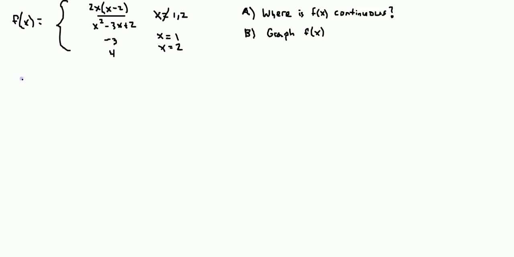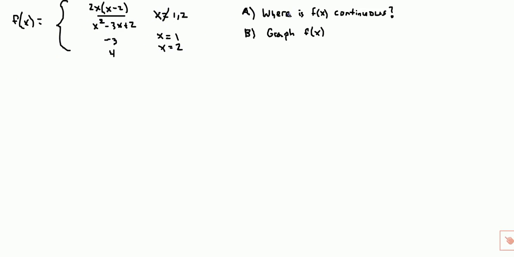Solve another continuity problem in this video. So in this video we have a function defined in three different ways. 2x times x minus 2 over x squared minus 3x plus 2 when x is not equal to 1 or 2. Negative 3 when x is 1, and 4 when x is 2.